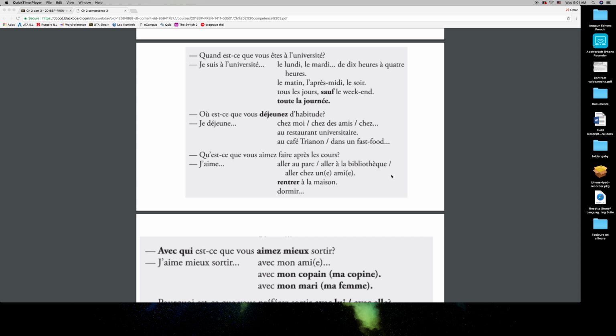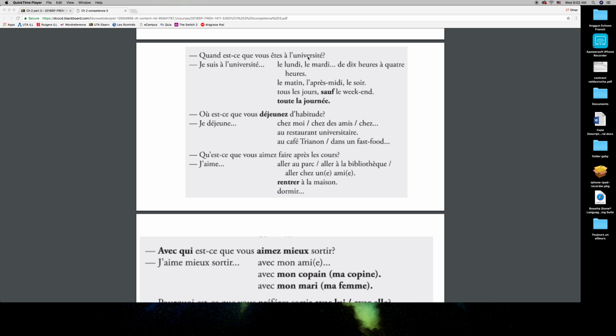Okay, so the main grammar topic for this competence, I believe it's competence 3, is the mots interrogatifs, the question words. So here you have a sentence, right? Vous êtes à l'université. That on its own, disregard this first part. That's just an affirmative sentence. You are at the university.